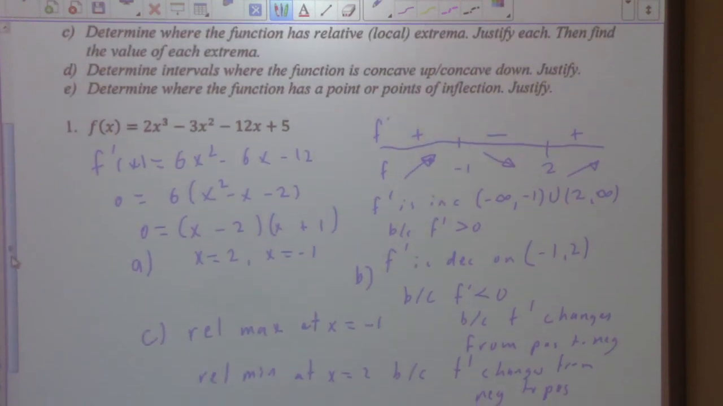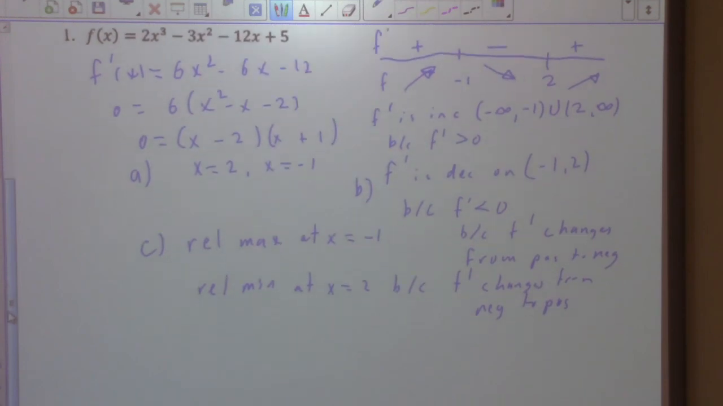Next part, determine where the function is concave up, concave down. What do we have to have for that? F double prime is what? What is our f double prime here?